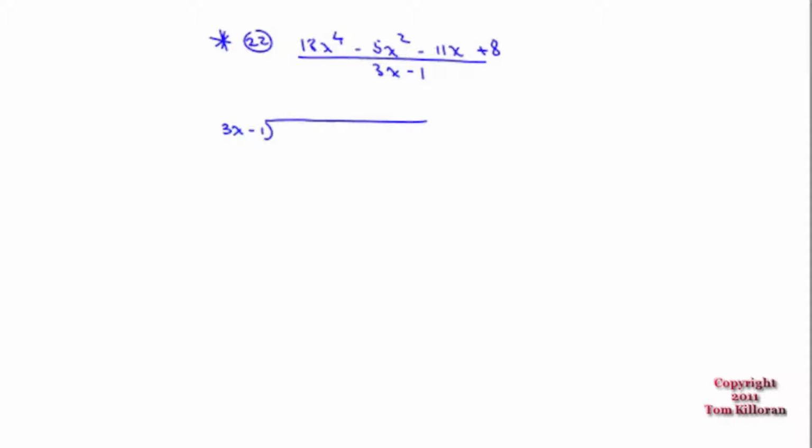Problem 22. 18x to the 4th minus 5x squared minus 11x plus 8, all divided by 3x minus 1. So far, this one's going to be the most important because it has 2 things in it that the other ones do not have. Well, I'll do it here. So we set it up, 3x minus 1, and it's going to go into 18x to the 4th minus 5x squared minus 11x plus 8.